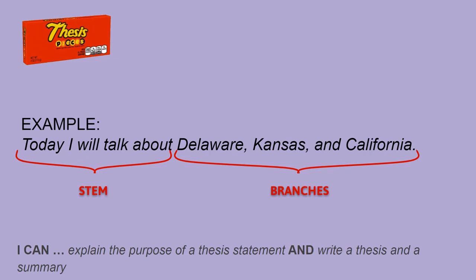So, just like in math, if you think of a variable like X or Y or N, what you're doing for X, Y, and N is you're plugging in the main parts of your speech that you're going to cover. Delaware, Kansas, California. Could be pirates, the ships they sailed in, and where they sailed. Could be zebras, giraffes, and monkeys. But you're always going to start with today I will talk about, and then you're going to have 3 items after that.